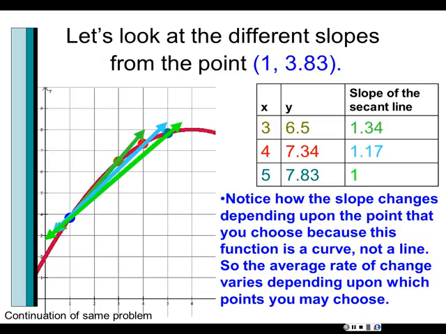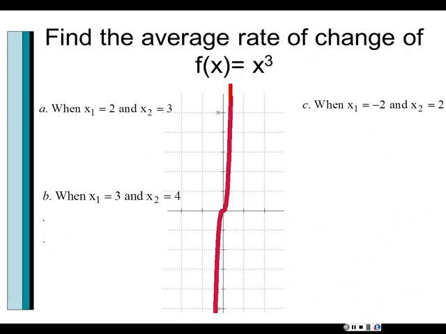Now what is the explanation? How does the slope change depending on the point that we choose? Because this function is a curve, not a line. Exactly that's what we wanted to explain. The average rate of change varies depending upon which points you are choosing. Okay. Here we have an example.